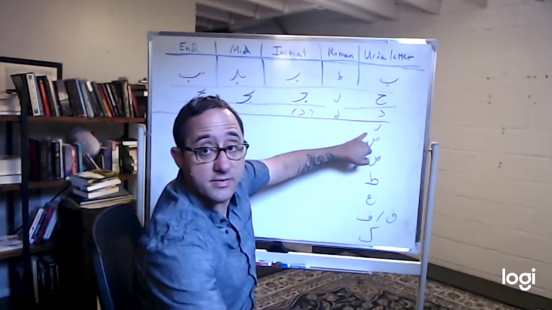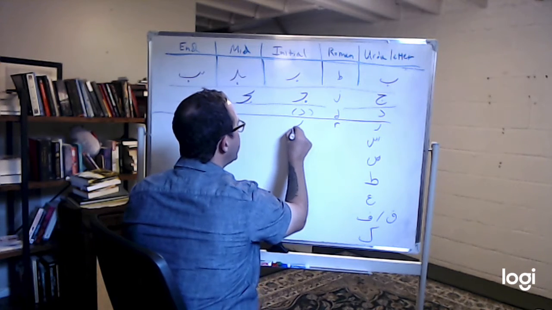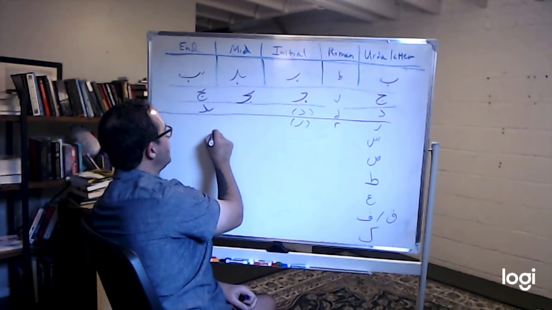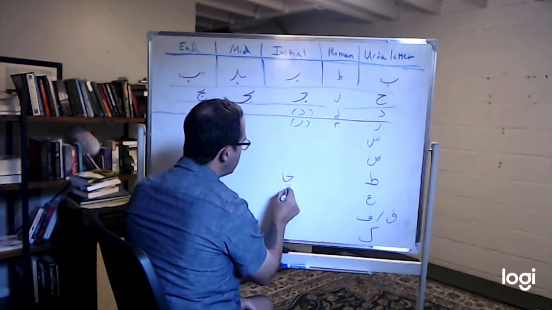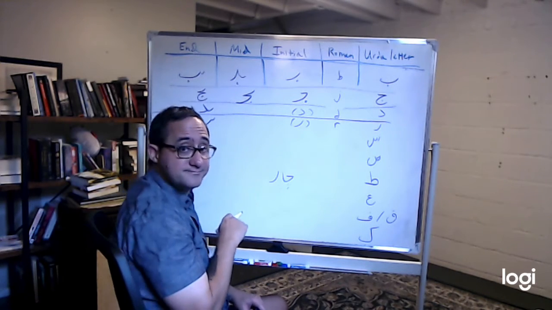Okay, ra, the R. Again, only an initial. It's only an initial formation. It doesn't have a middle. It does have an end. Like char. Char means 4.